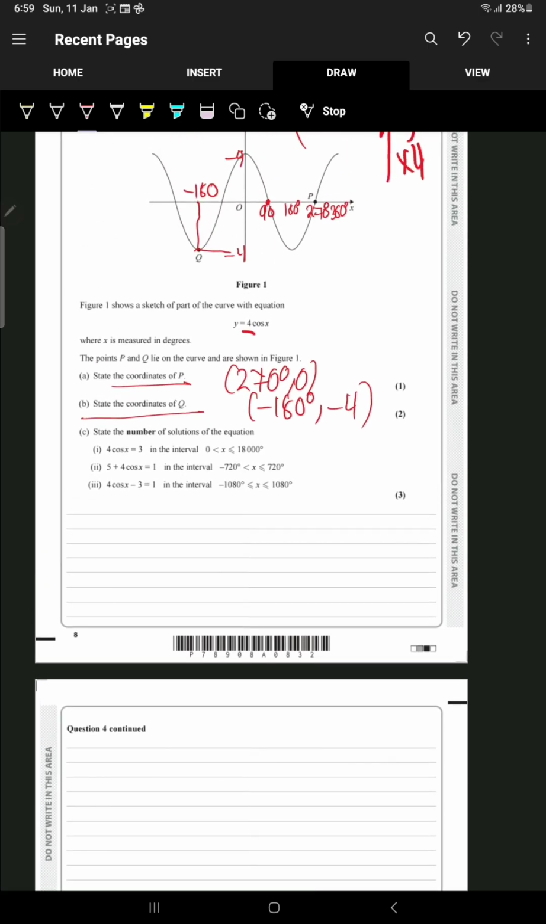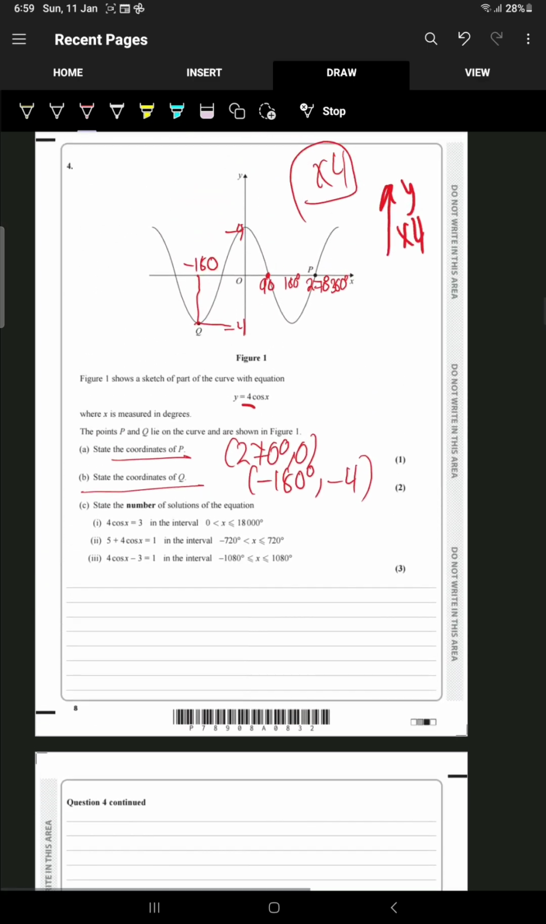And state the number of solutions to the equation 4 cos of x is equal to 3. All right, this is a bit tricky. And let me just make this a bit clearer. So this is 4, this is minus 4 and plus 4. State the number of solutions: 4 cos of x is equal to 3.